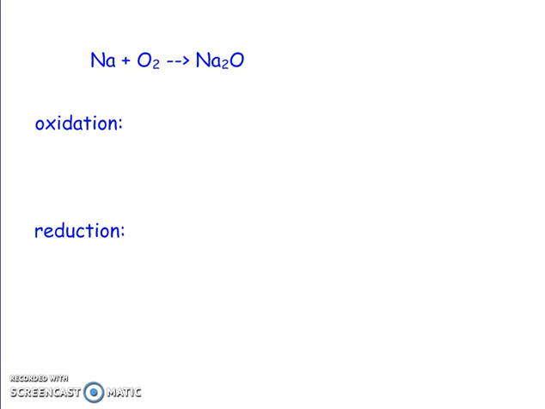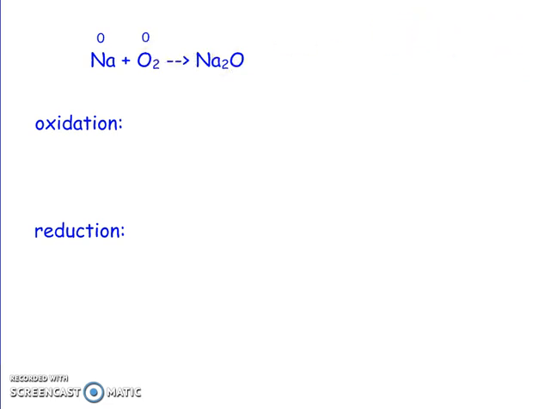So in order to determine what is being oxidized and what is being reduced, we need to know the charges in both the reactants and the products. The first thing to remember is that if you have an atom, by definition, atoms are neutral. So if there's no charge written and the element is by itself, it automatically has a charge of 0. So in this case, on the reactant side, sodium has a charge of 0 because it's off by itself. Oxygen, O2, even though there's two of them, it's still a pure element. So oxygen also has a charge of 0.